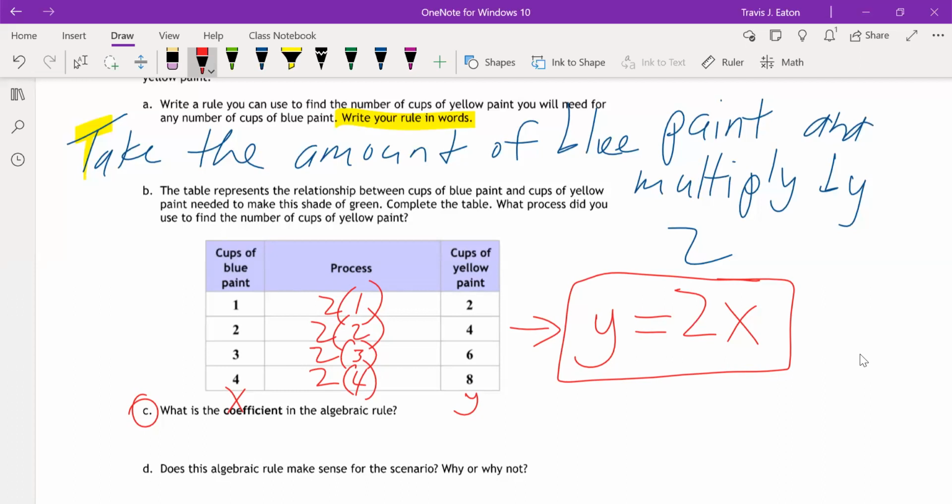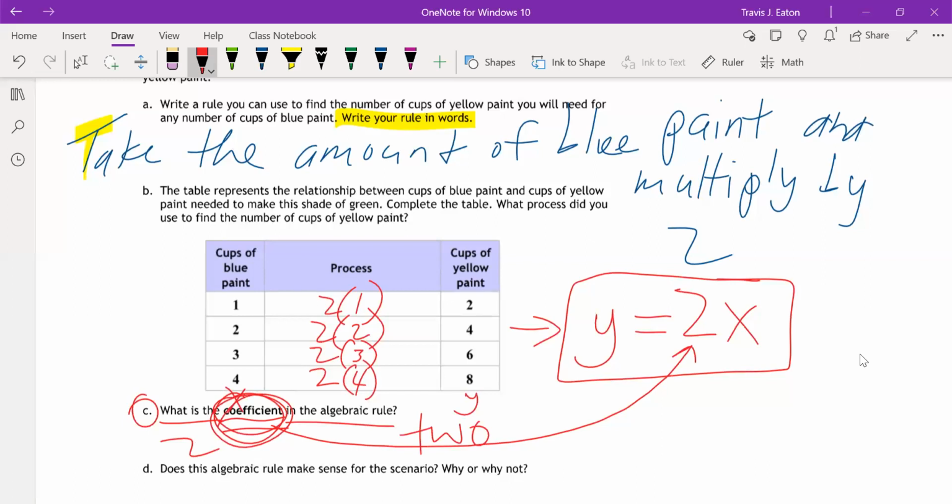Now, maybe you know what a coefficient is, maybe you don't. But the coefficient in an algebraic rule is any number that is multiplied by a variable. And in this case, that coefficient is the 2. So the 2 is the coefficient of x. So what is the coefficient in the algebraic rule? 2, the number 2. That's what the coefficient is, because remember, a coefficient is the number that is multiplied by a variable.